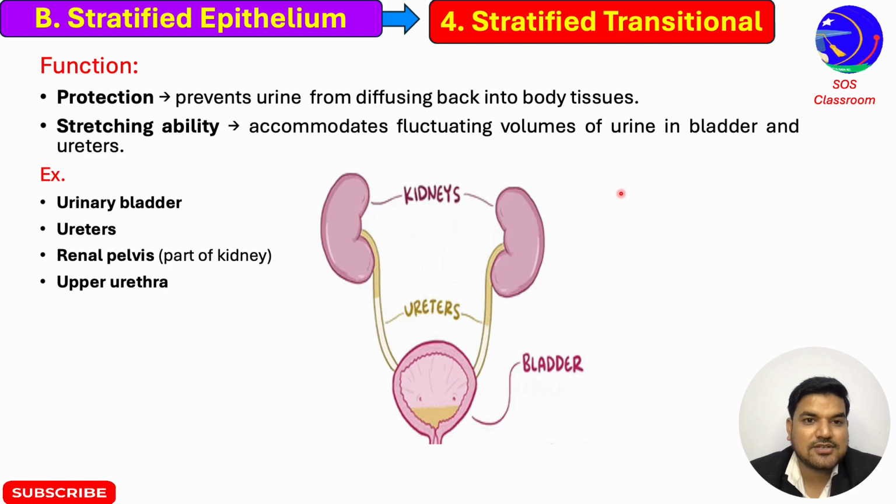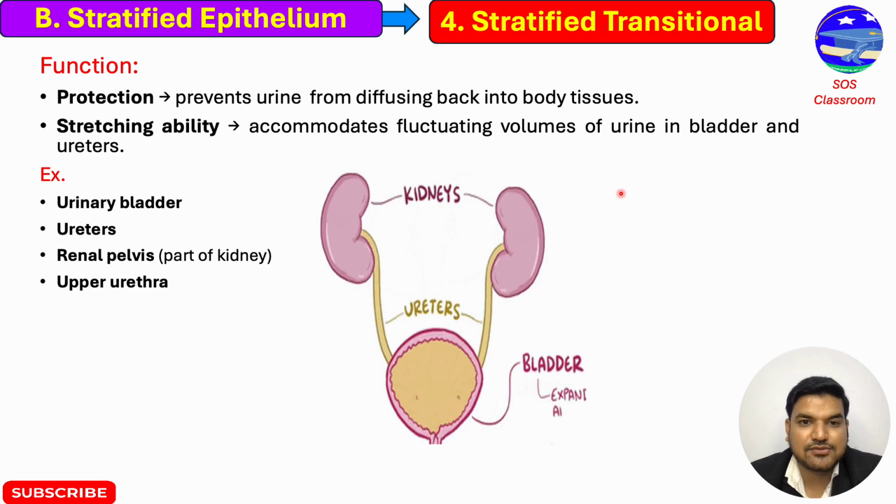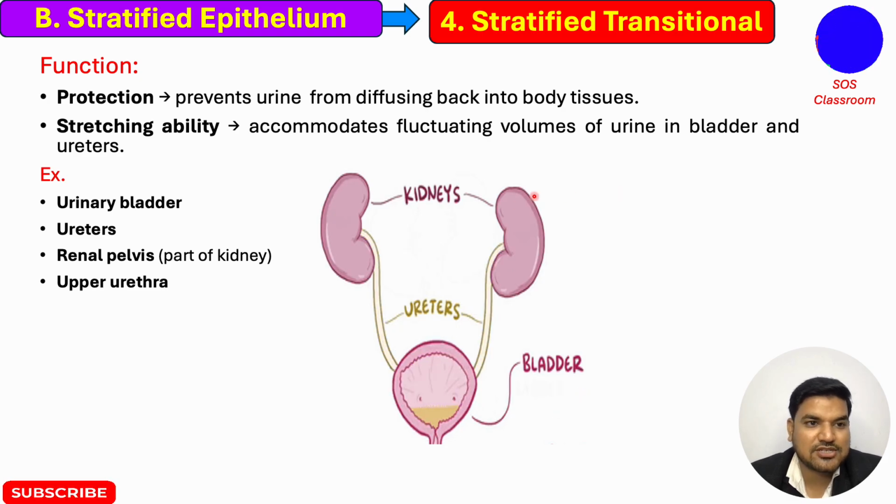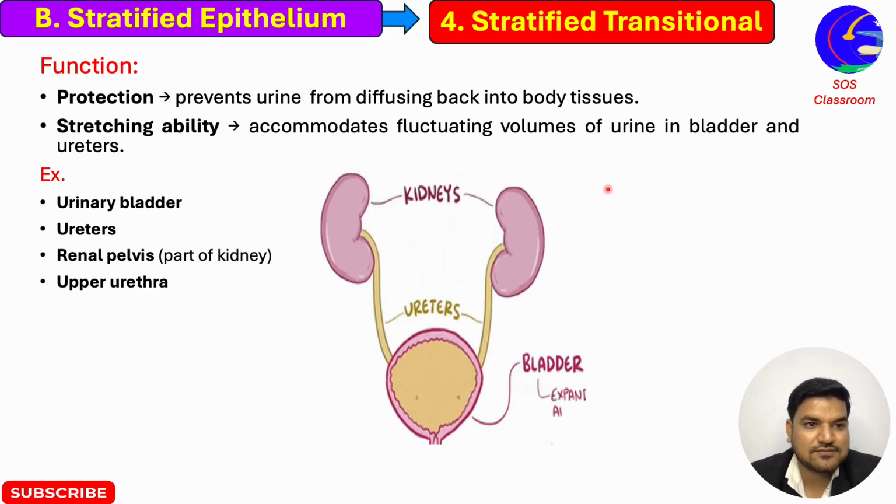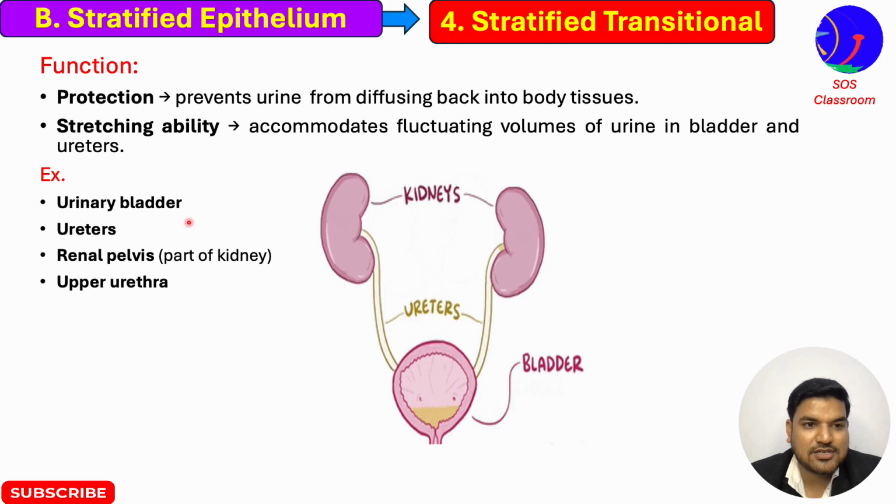Okay, so what is the function of stratified transitional? First is protection. It prevents urine from diffusing back into the body tissue. So this is the protection. And stretching ability. Stretching ability means fluctuating volume in the urinary bladder and ureters. Examples: urinary bladder, ureters, renal pelvis, and upper urethra.